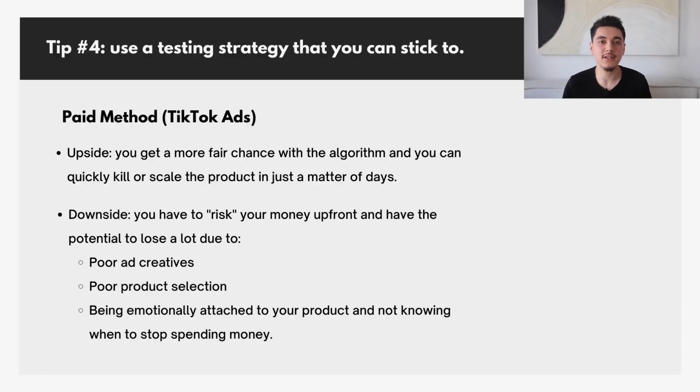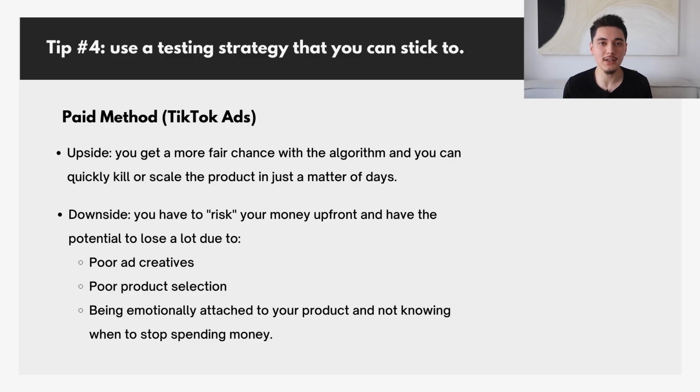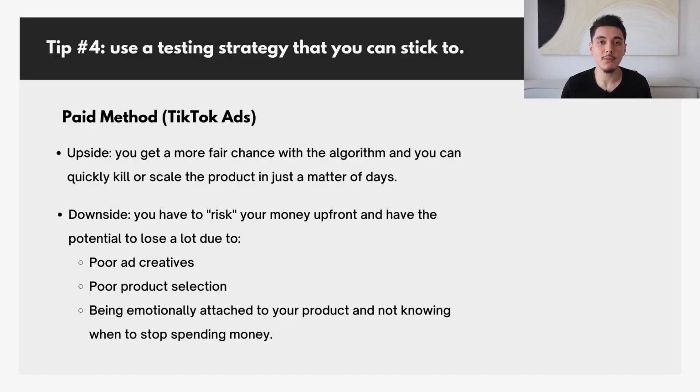And this leads me to talk about the second way you can advertise your products, which is using TikTok ads. So the upside of using TikTok ads is that you get a slightly more fair chance on the algorithm because you're actually spending money to push out your videos on people's For You feeds. And within just a couple of days, you can quickly decide whether that product is going to be a winner or not. And the downside of using TikTok ads is that you're going to have to risk your money up front for every product that you decide to test on the platform.